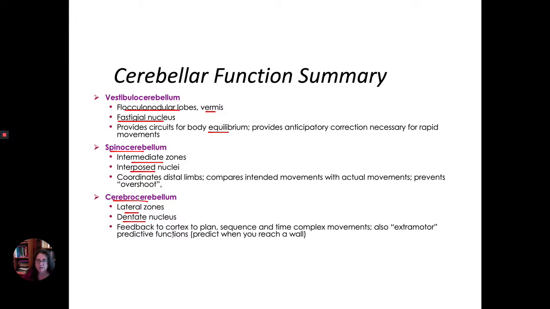Also, it says helps to time extramotor predictive functions. What do they mean by that? If I'm walking and at some point I'm going to hit something, a wall or a tree, well, you can plan when to turn around. Yeah, that's a part of the function of the cerebellum, is to help you to predict when that contact would happen and prevent it.